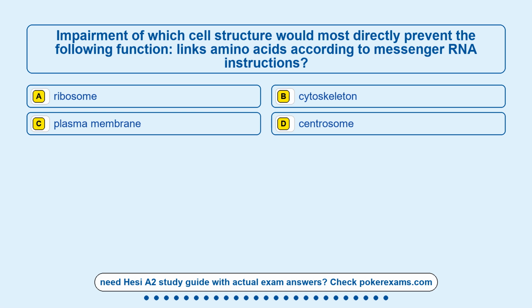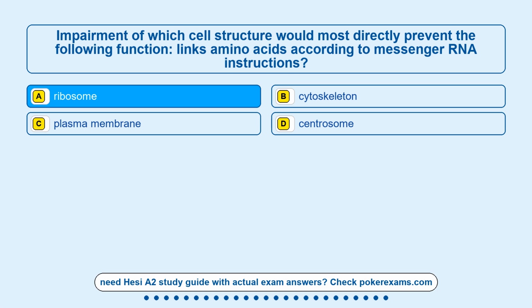Question 21. Impairment of which cell structure would most directly prevent the following function? Links amino acids according to messenger RNA instructions. Option A, a ribosome. Option B, cytoskeleton. Option C, plasma membrane. Option D, centrosome.